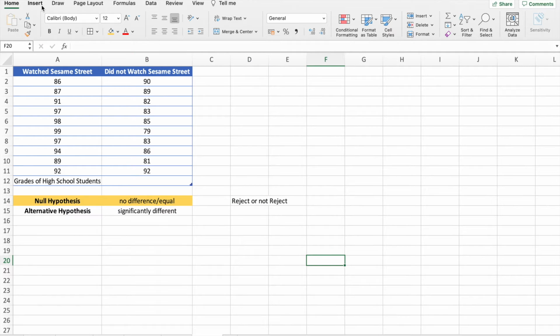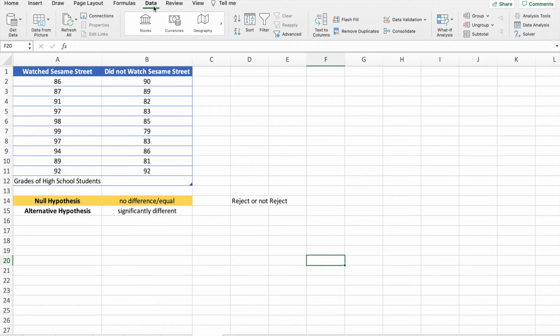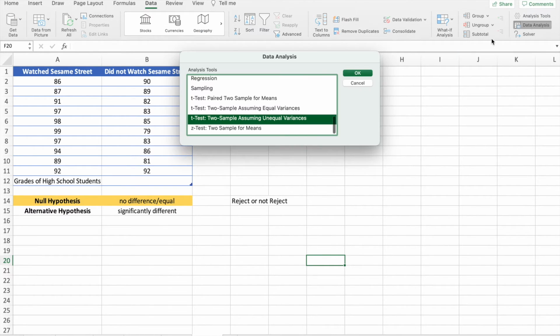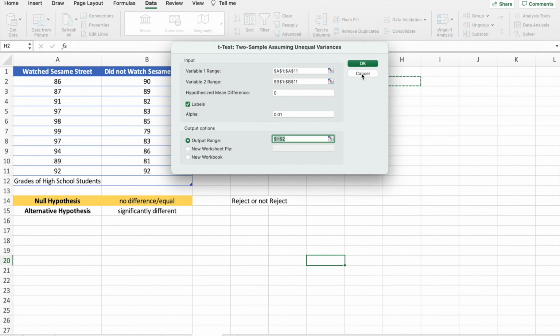So first, click Data. So we click Data here above, Data Analysis, and then we will select t-test with 2 samples of unequal variances. So we don't know the variance, so let's say that they have unequal variances. And then we click OK.